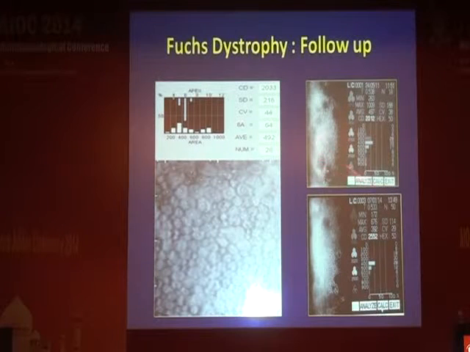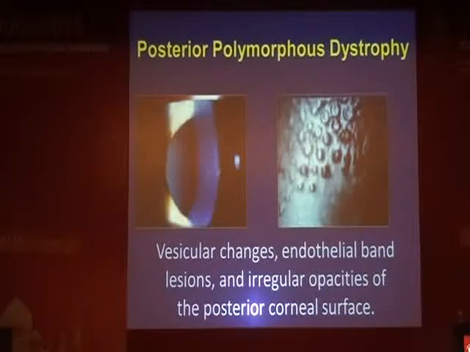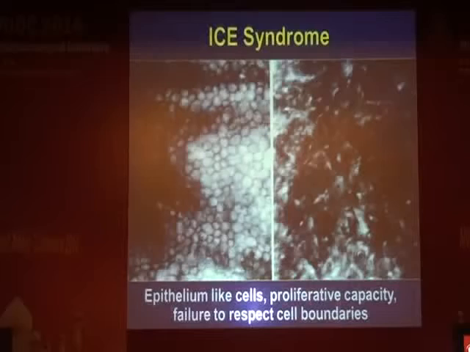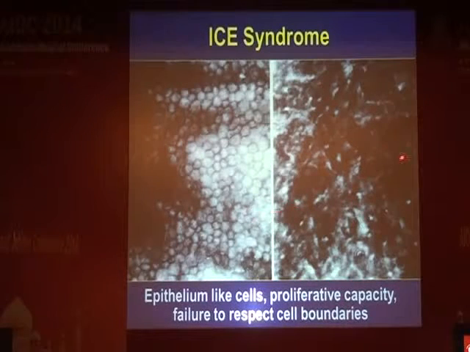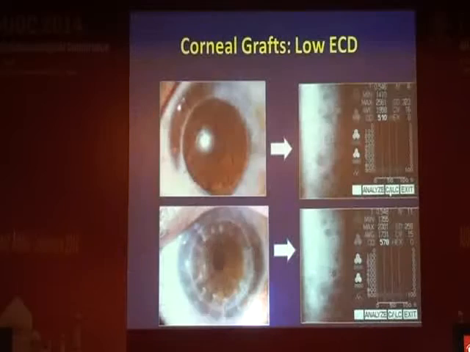This is one of our patients whom we are following on specular microscopy, and still the endothelial cells and the guttata are constant. We can diagnose posterior polymorphous dystrophy. This shows vesicular changes, endothelial lesions, and irregular cells. ICE syndrome has epithelial-like cells which have various shapes and have proliferative capacity.